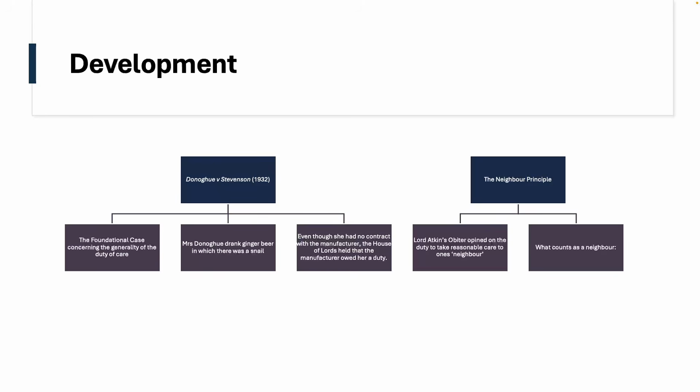But then the next point is really important, because who counts as a neighbour is broadly defined by Lord Atkin. Lord Atkin says that who counts as a neighbour is people who are so closely and directly affected by my act that I ought reasonably to have them in contemplation. So let's think about that as we apply it back to Donoghue and Stevenson.